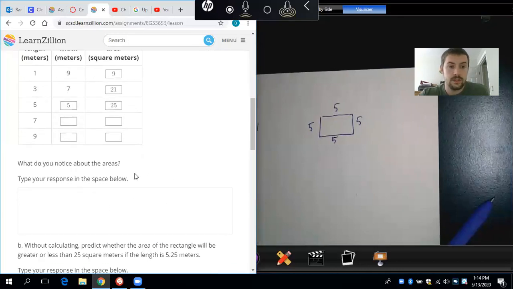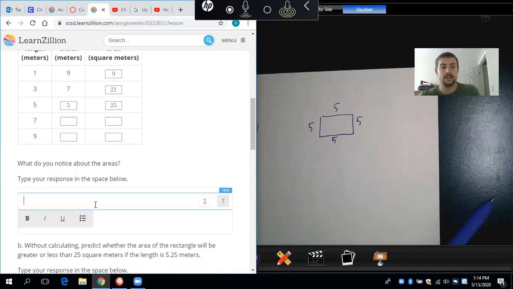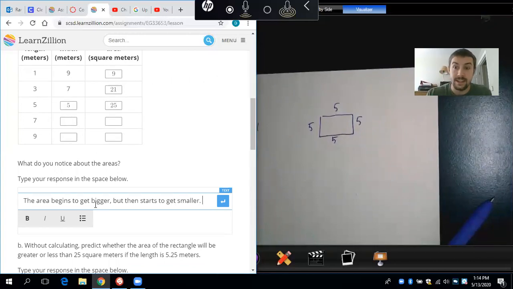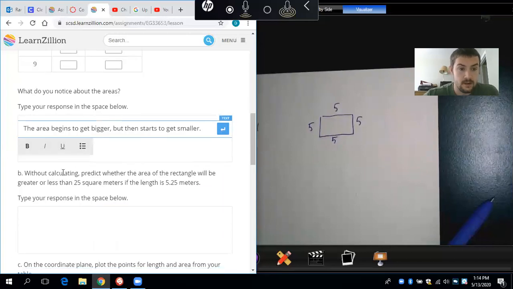So once you fill it out, you should notice a similar pattern to what we did last time. The area is going to get bigger, bigger, bigger, and then all of a sudden it's going to start to get smaller. So the area begins to get bigger, but then starts to get smaller. That's going to be our general pattern for quadratics. All right.